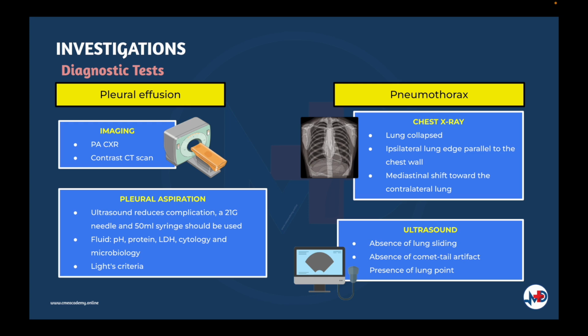Also look for the absence of the comet tail artifact, which is a vertical air artifact that arises from the visceral pleural line, and the presence of the lung point, which is the location where the lung sliding and the absent lung sliding alternately appear.